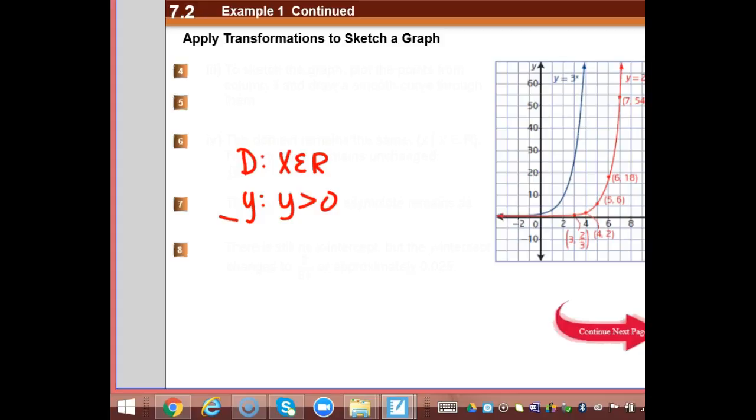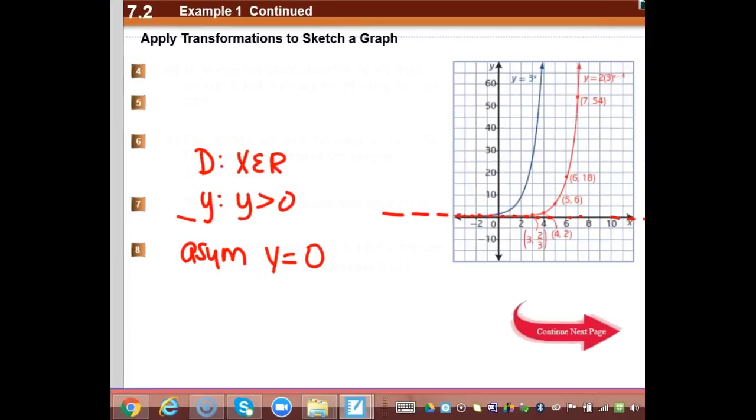What was the equation of an asymptote? So where's the asymptote on here? Where's our picture coming towards but never getting to? Like this line here, because our picture curves away. So our asymptote is y equals 0.